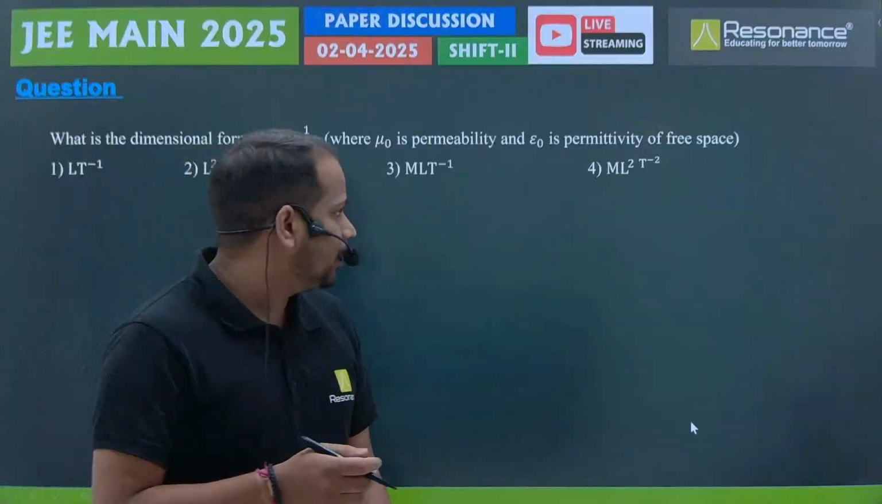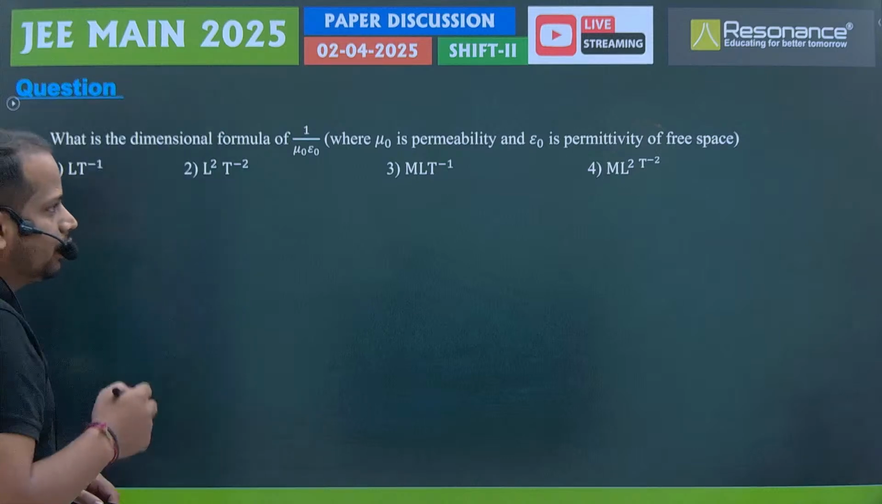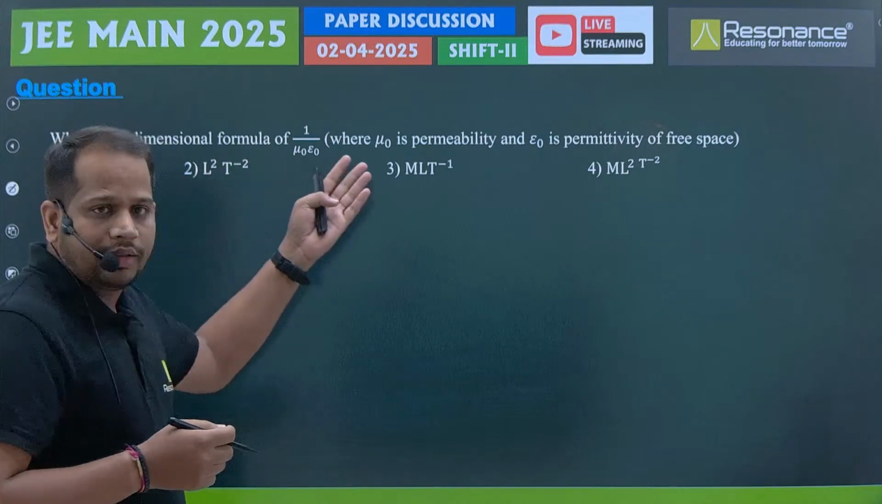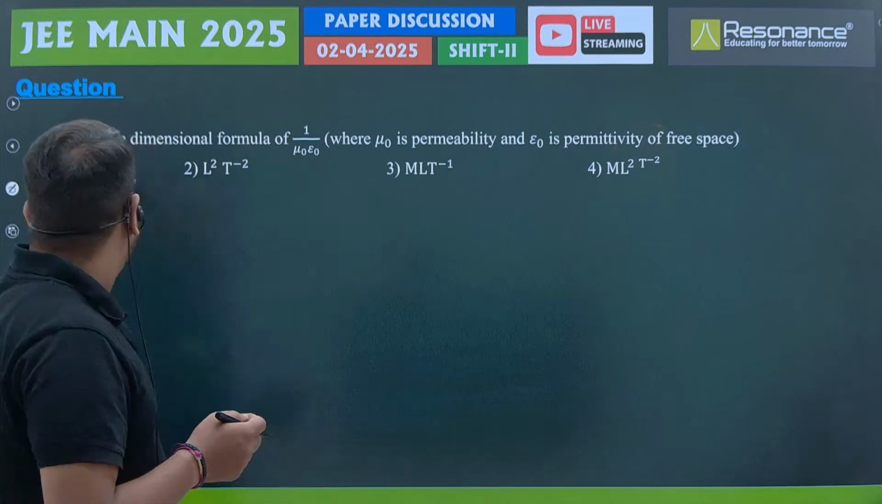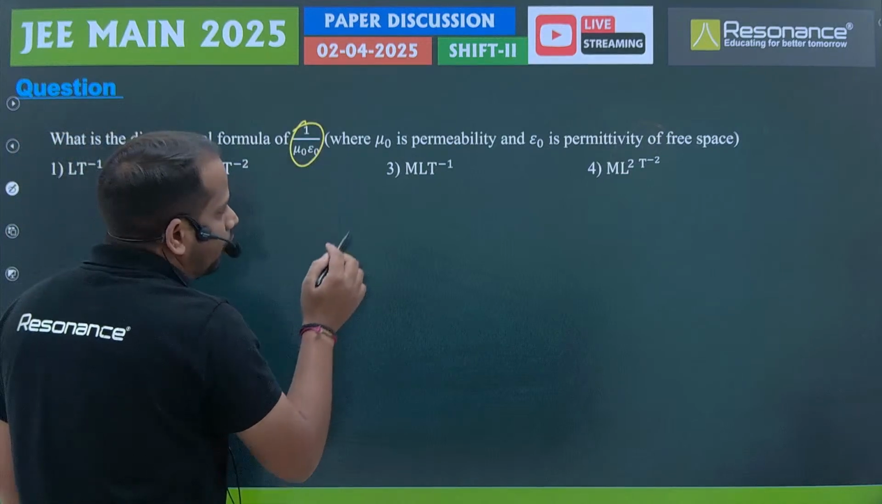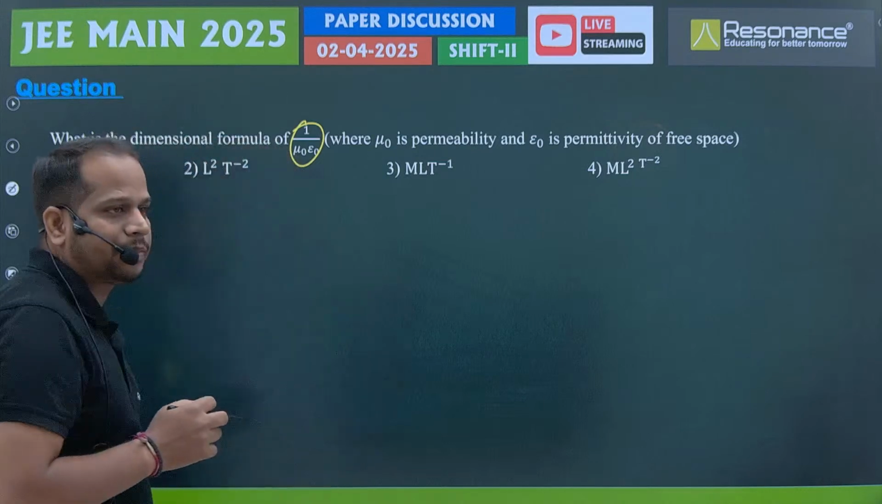Okay, so let us start with question 1. This is basically from units and dimensions. It's a basic one. What is the dimensional formula of 1 by mu naught epsilon naught, where mu naught is permeability and epsilon naught is permittivity of free space?